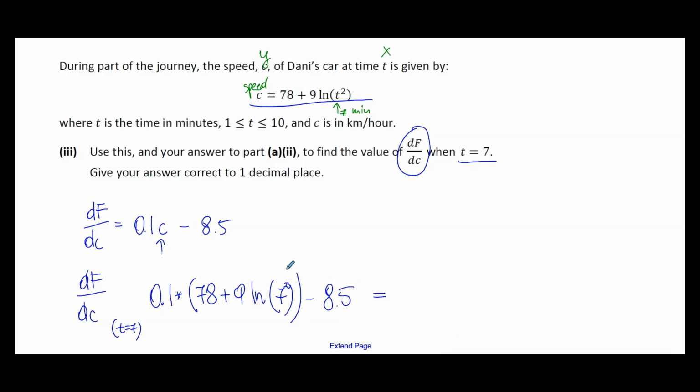And all we have to do is put all of that in our calculator, press equal, and to one decimal place we should get 2.8. So again, not that very difficult. Let's have a look at the next part.